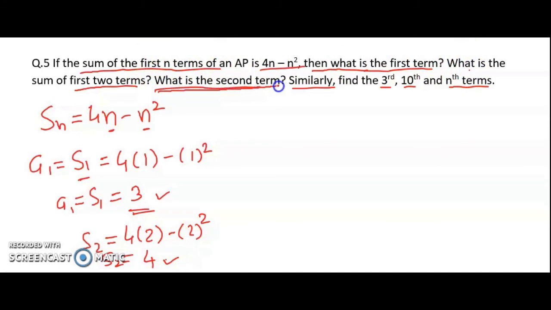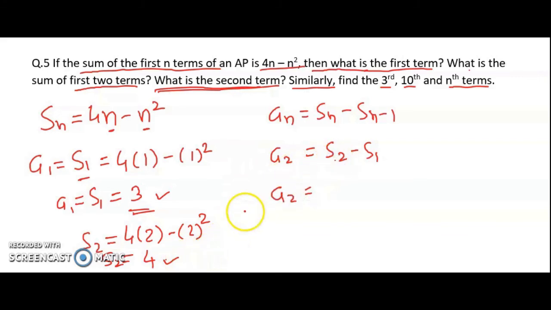Now if you want to find the second term, we can use the formula An equal to Sn minus Sn minus 1. To find the second term A2, we use the sum of first 2 terms minus the sum of first term. The sum of first 2 terms is 4, minus the sum of first term, which is 3. So we get the second term equal to 1.